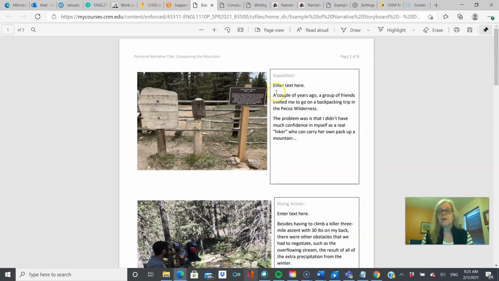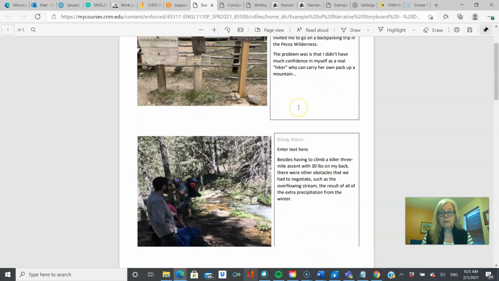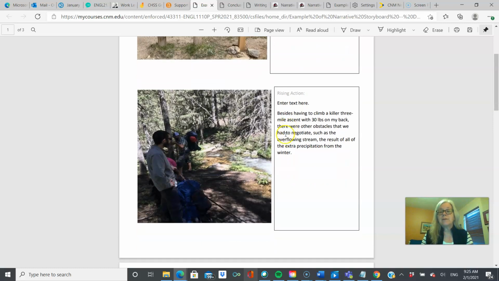So, and it's also the inciting incident. The incident is going up the mountain. Rising action. Besides having to climb a killer 3-mile ascent with 30 pounds on my back, there were other obstacles that we had to negotiate, such as an overflowing stream, the result of all the extra precipitation from the winter. And here we are with the stream, there's a picture. So with rising action, we have complications and obstacles.